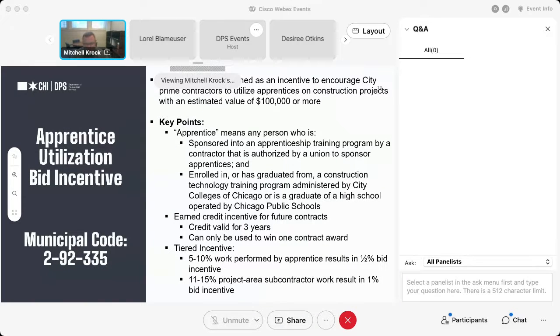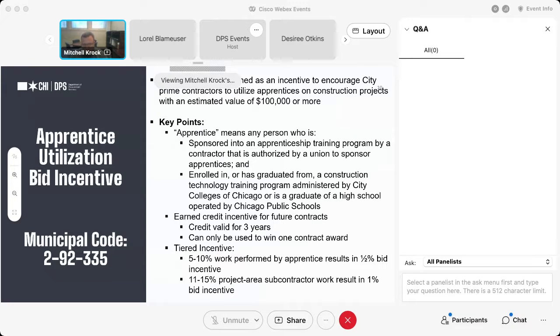The next two slides are actually for earned credits certificates that can be used on future bids. The first one I want to go over is the Apprentice Utilization Incentive, which is designed to encourage city prime contractors to utilize apprentices on construction projects.